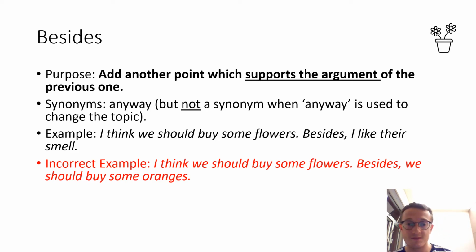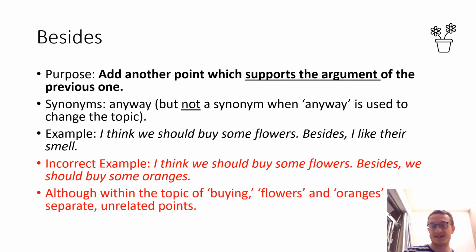let's look at the first sentence. Besides, I like their smell. Well, of course, this is correct because you are supporting the argument of why you think we should buy some flowers. However, the reason why the second sentence is incorrect is because buying oranges is a completely separate point from buying some flowers. So it doesn't really connect together. It doesn't support the first sentence. Yes, so although it's within that umbrella topic of buying, flowers and oranges do not connect together. They are separate, unrelated points.